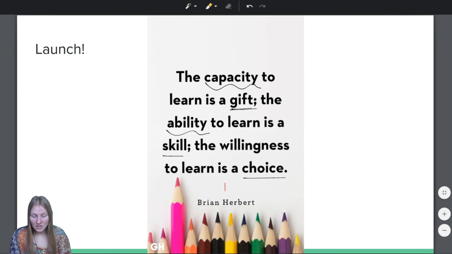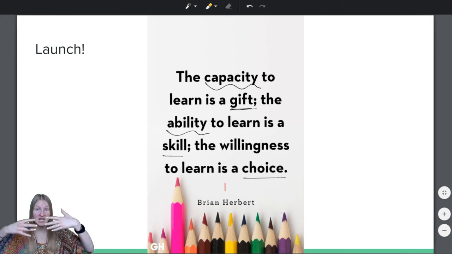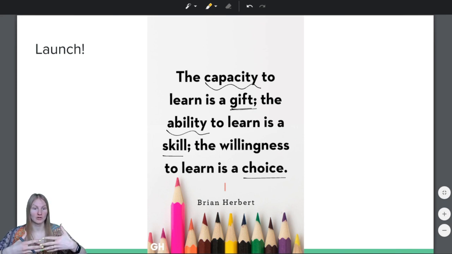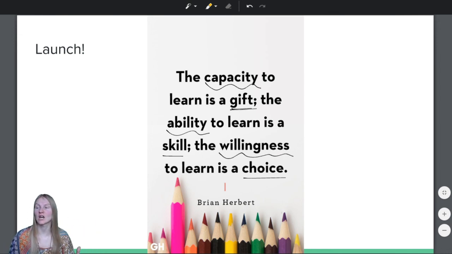The ability to learn is a skill. It's a skill that you have to practice. Being able to learn is something that you have to practice. You have to figure out your learning style, how you learn best. That is a skill that you have to hone. The willingness to learn is a choice. Whether or not you are willing to figure out your learning style, to try again and again, to keep going when learning gets hard, that is all a choice.